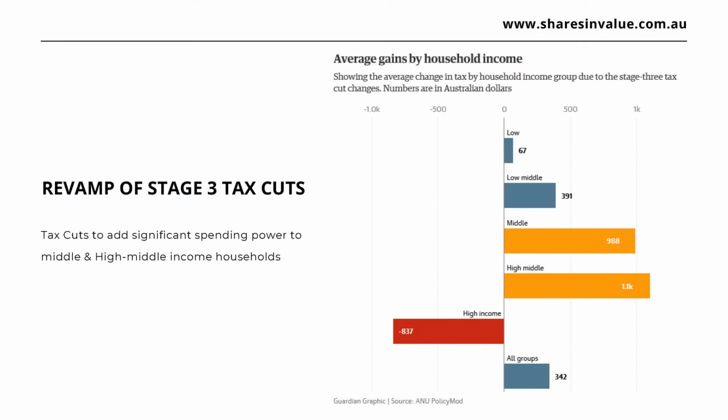But the point that we wanted to get to is we've got these tax cuts coming through. The government's been revamping the tax cuts, the stage 3 tax cuts. So we're going to see more money into the pocket of the middle class. What are they going to do with that money? They're probably going to buy TVs and couches. I don't know, just a guess. So that's great news for retailers.